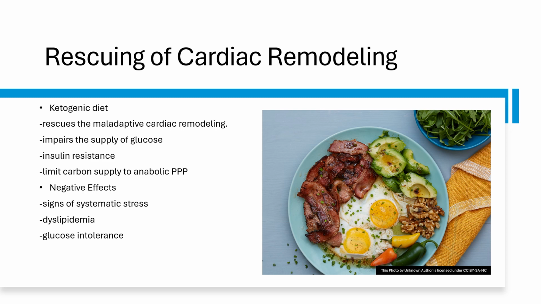And they observed that chronic exposure of cardiomyocytes to beta-hydroxybutyrate, which is a ketone body, induced resistance to insulin. And this can limit supply to the pentose phosphate pathway and contribute to protection against cardiac remodeling. This also came with negative effects, which caused signs of systemic stress, dyslipidemia, and glucose intolerance.